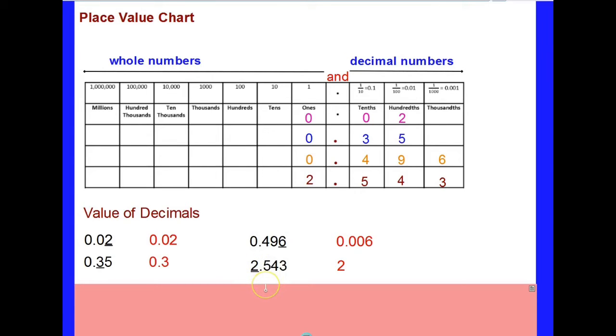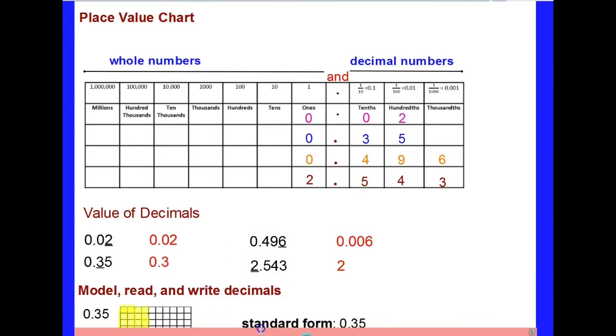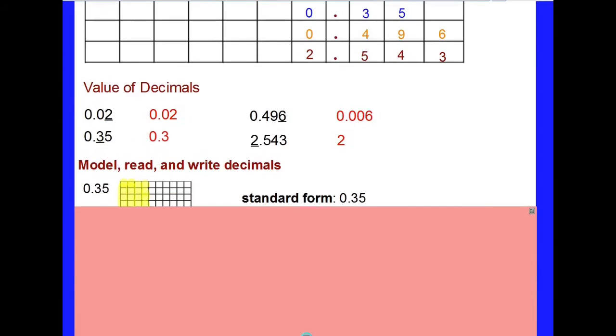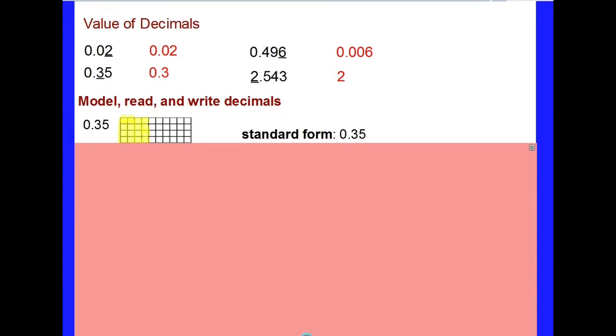Now, when we are looking at modeling and using place value to determine how to write decimals, that looks a little different. So let's take a look at this section.